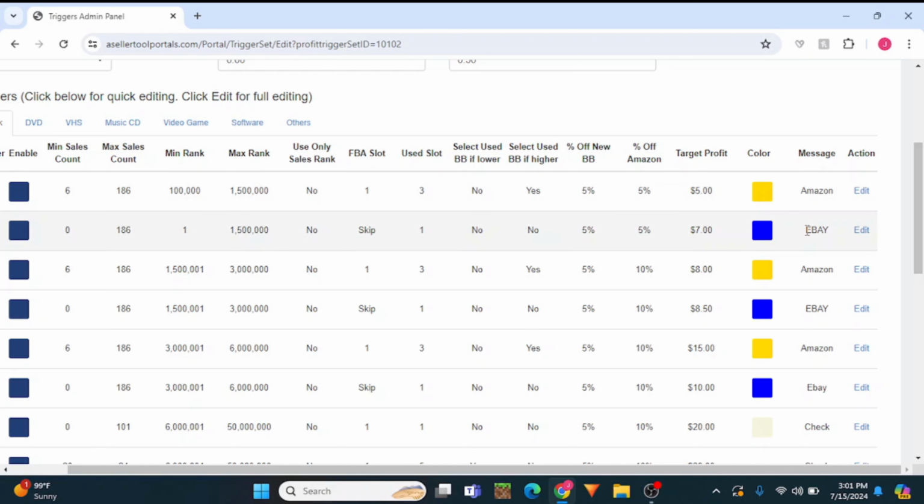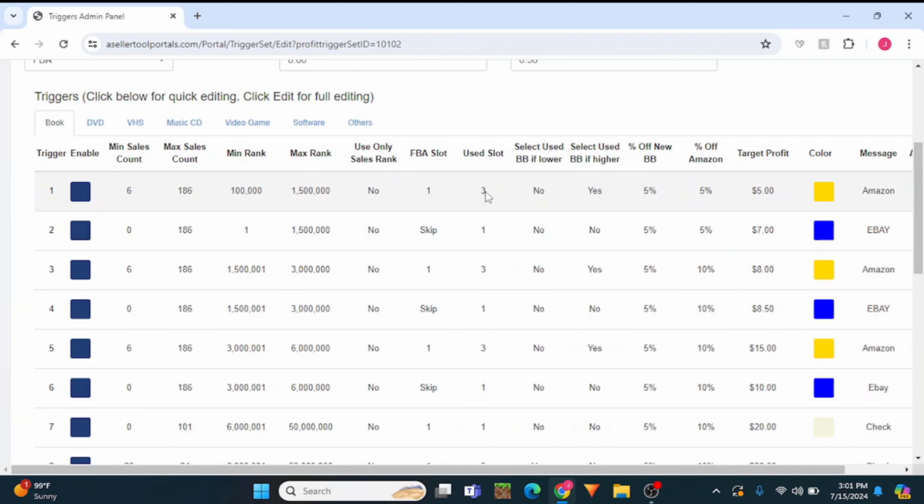I don't want to do an Amazon merchant fulfilled setup at all. I'd rather just do Amazon FBA and eBay. So if you're doing a mix of merchant fulfilled and FBA, maybe these would be good trigger sets for you.